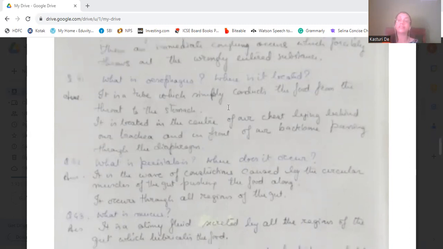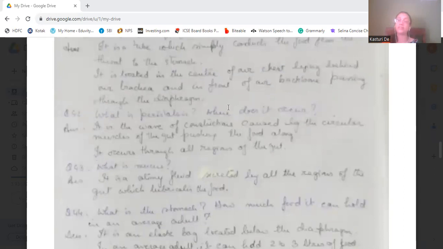Now, what is peristalsis? Where does it occur? Peristalsis is a muscular movement of the whole gut, or you can say the whole alimentary canal, or the whole food pipe. It is a wave of constriction caused by the circular muscles of the gut, pushing the food along the whole region of the gut.